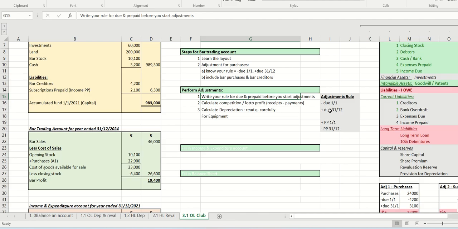Write your rule for dues and prepaids. Every single time I'm doing accounting with a long time, guys, I will still write it every single time, because it helps me so much when my brain gets tired. Okay, so we're going to calculate competition and lotto profit. We're going to calculate depreciation, and we're going to do all the adjustments for all the dues and prepaids.